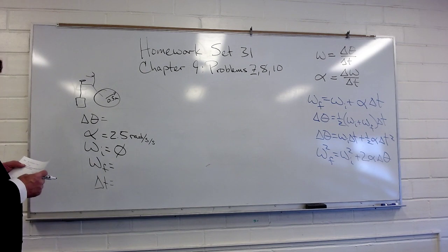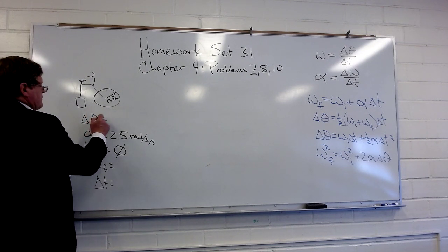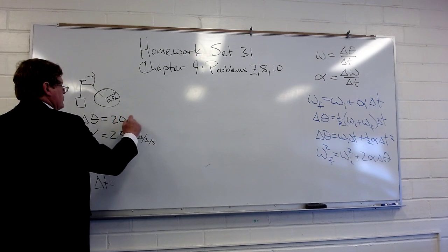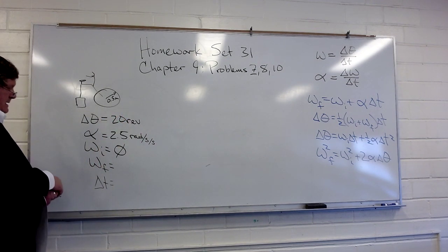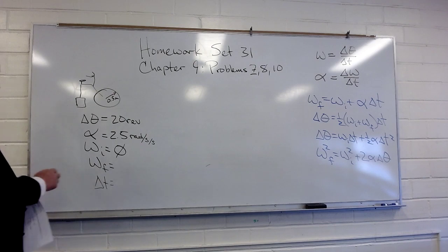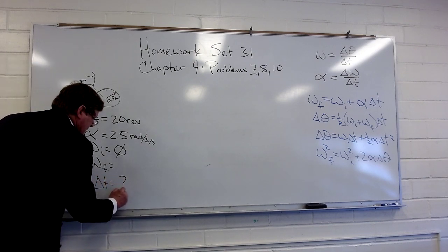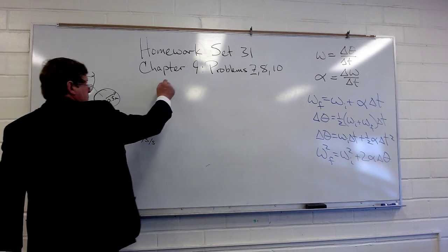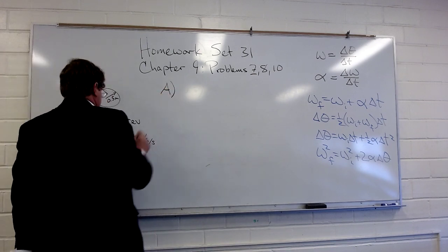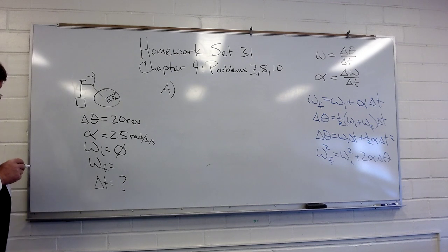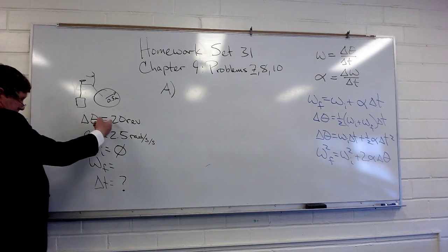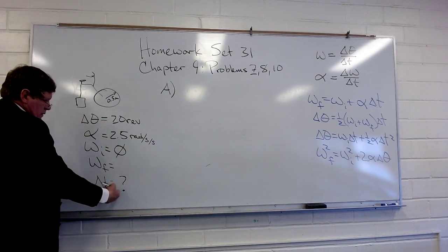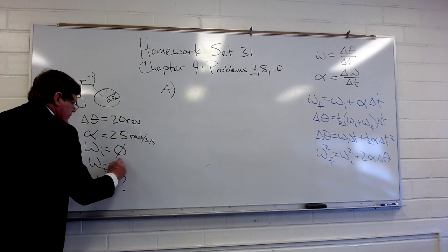We're also told that we're looking for a time, during which we go 20 revolutions with the wheel. And we're asked how long did that take? That's part A. So in part A, we have these 3 pieces of information. We want time, so that makes this our who cares.